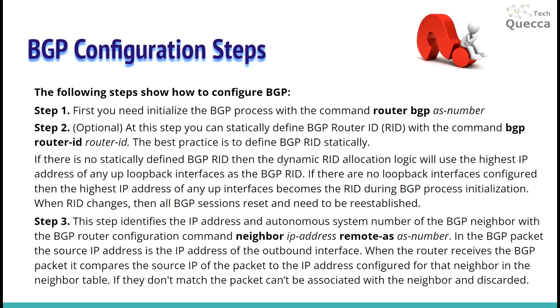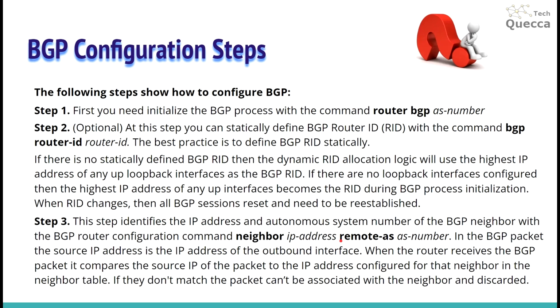Step number 3. This step identifies the IP address and autonomous system number of the BGP neighbor with the BGP router configuration command neighbor IP address. Then you use remote-as and autonomous system number. So this is the autonomous system number of remote or neighbor router, and this is IP address of neighboring router.